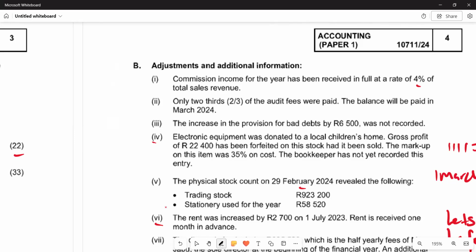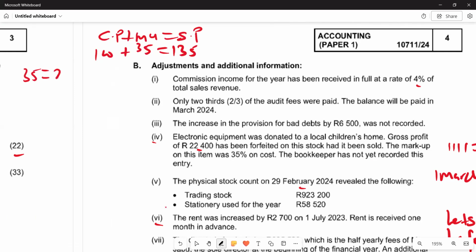But we are given only the gross profit amount, which is 22,400. We know that when we say cost price plus our gross profit, our markup, we get our selling price. So according to this question, our markup is 35%, and our cost price is always 100%. So if we add the two, we are going to get 135. We are given 22,400 representing our 35. So the figure that we are looking for is the cost, which is 100. So we are saying our 35 is equal to 22,400. What about 100?